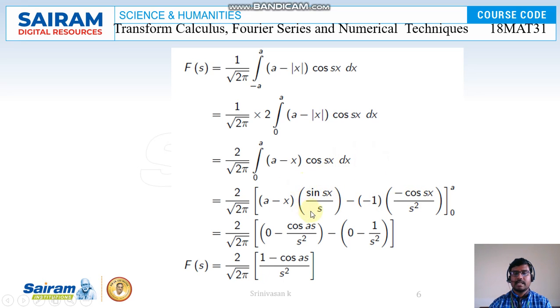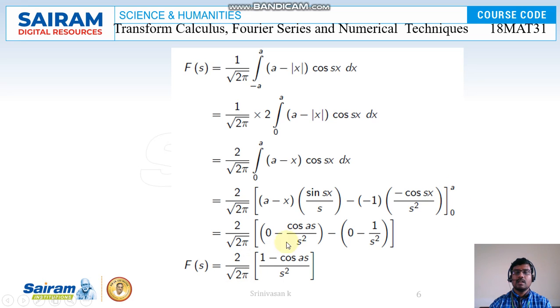So sin sx divided by s integration is minus cos sx divided by s square. Next, change the symbol: here minus, next one is plus. The next term's differentiation is 0. Hereafter every term is 0. The meaning is: take the first term, integrate the second term, change the symbol. Differentiation, integration, change the symbol, up until we get 0 value.